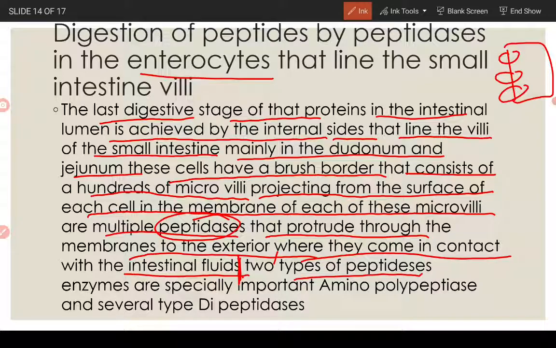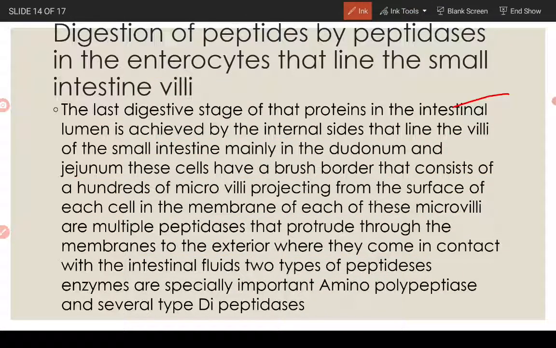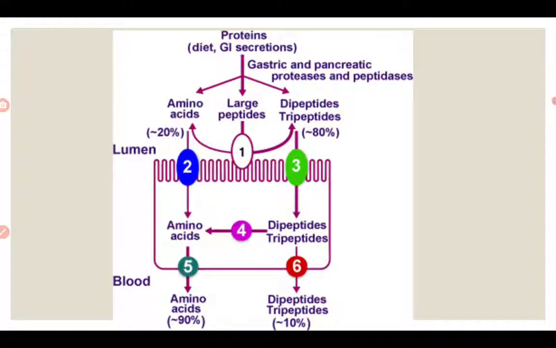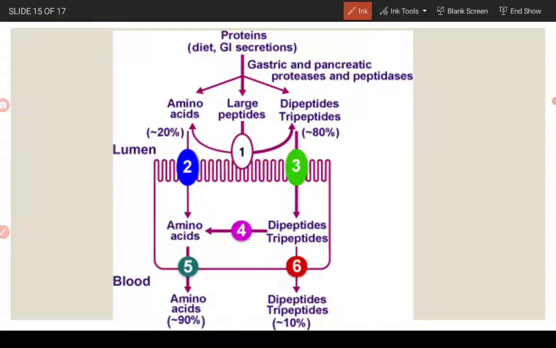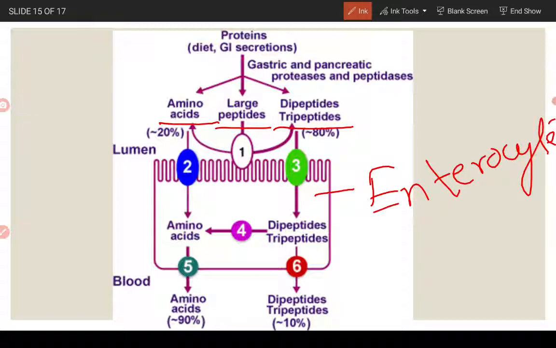Two types of peptidase enzymes are specifically important: aminopolypeptidase and dipeptidases. So let's see this figure. There are polypeptides digested by the pancreatic juices, large polypeptides, and there are dipeptides and tripeptides. So what happens when they reach this enterocyte cell of the microvilli, and they have this brush border, finger-like projection brush border?